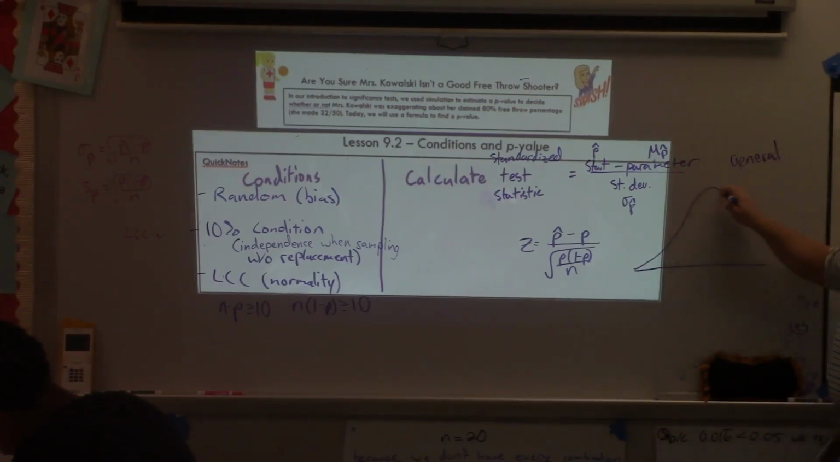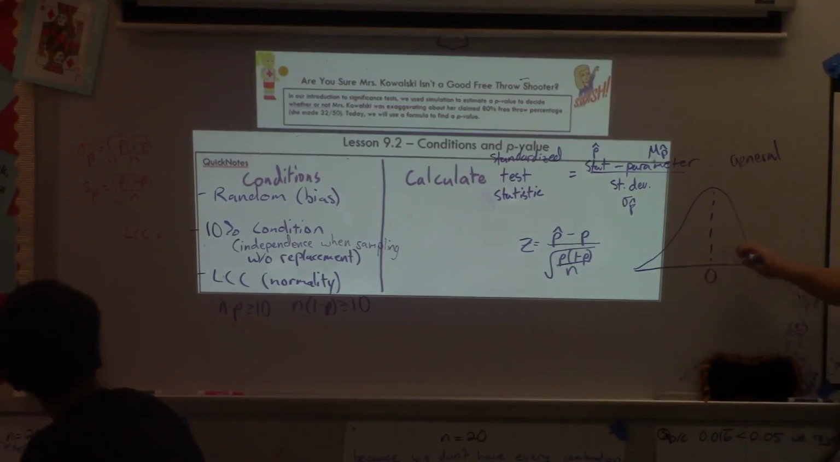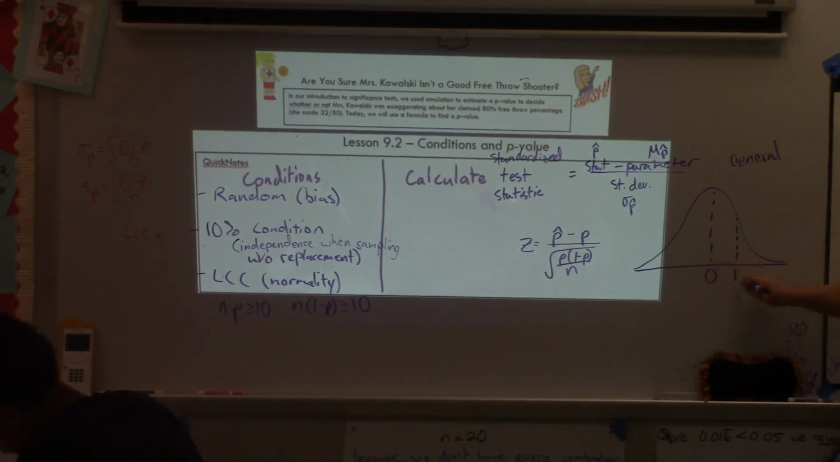Then draw your normal curve. What's going to be our mean now that we've converted to z-score? 0. Standard deviation is 1, because it's a standardized test statistic.